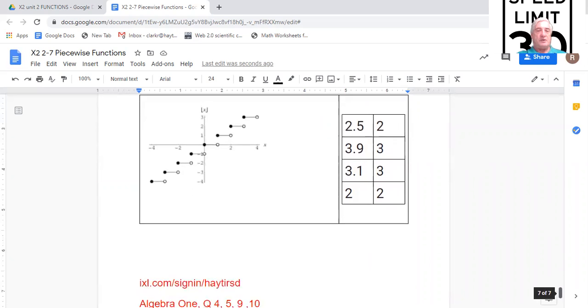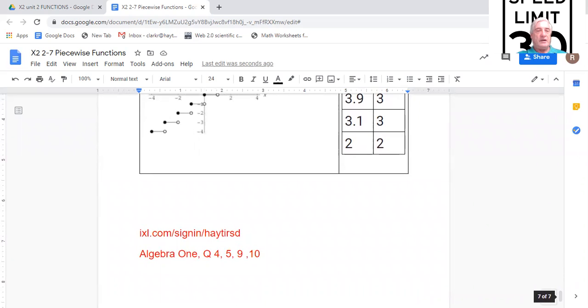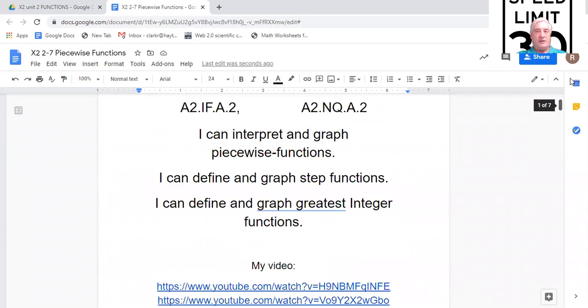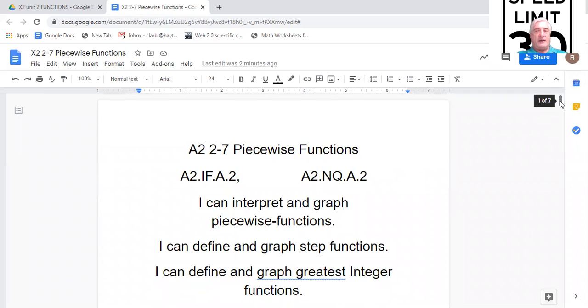Those are some examples of a step function. Your assignment's down here at the bottom. Please have a nice day in your math class. At the end, there's going to be an exit ticket, and you can show me what you've learned.